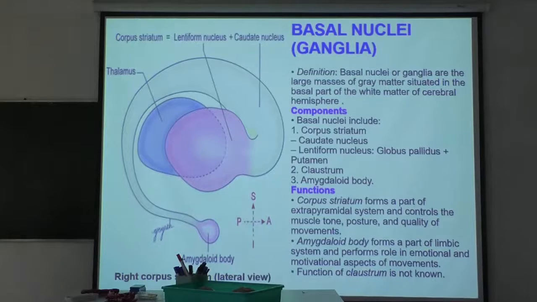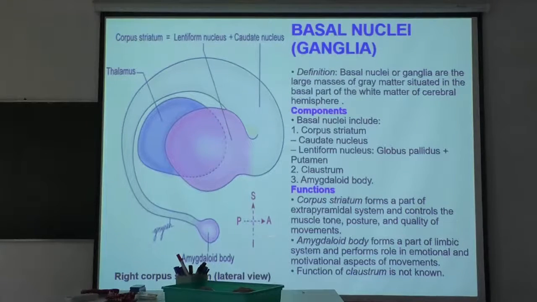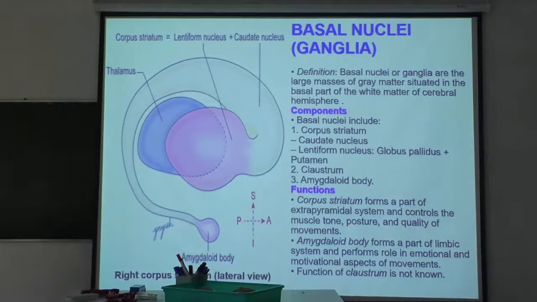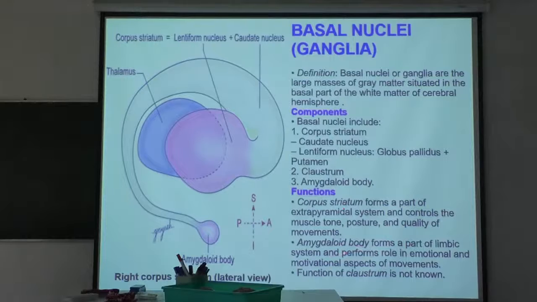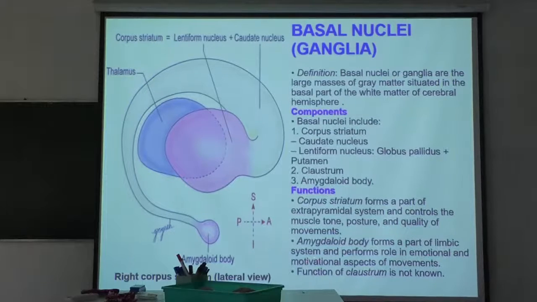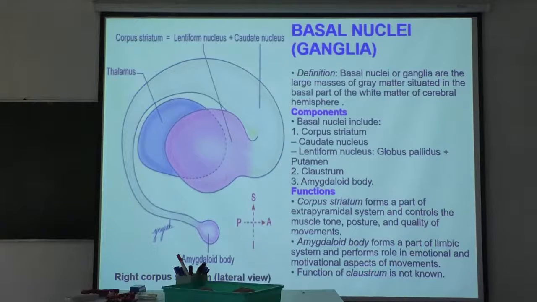Now what are the functions of the corpus striatum? Corpus striatum forms a part of the extrapyramidal system and controls the muscle tone, posture and quality of the movements. Amygdaloid body forms a part of the limbic system and plays a role in emotional and motivational aspects of movements. The function of the claustrum is not known. So three parts and their functions. This part's function is not known.